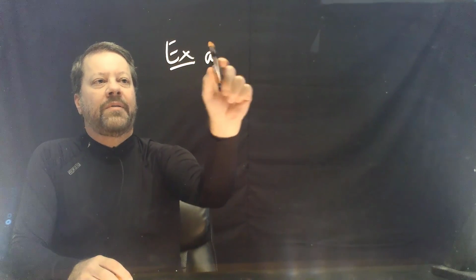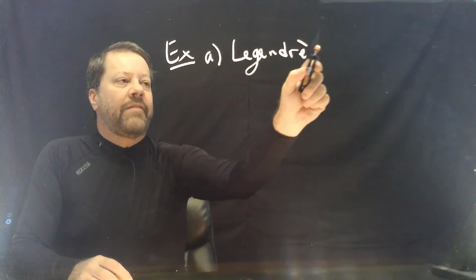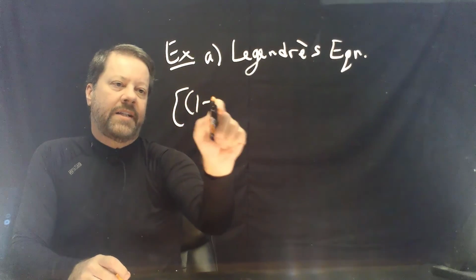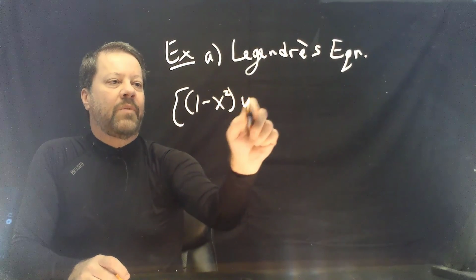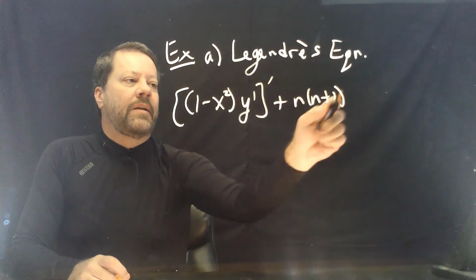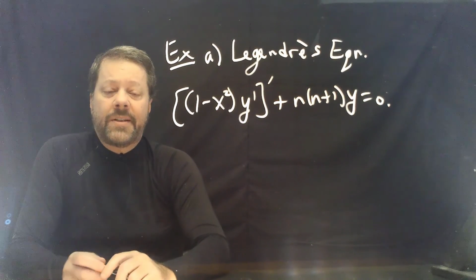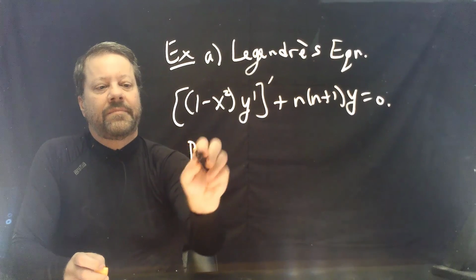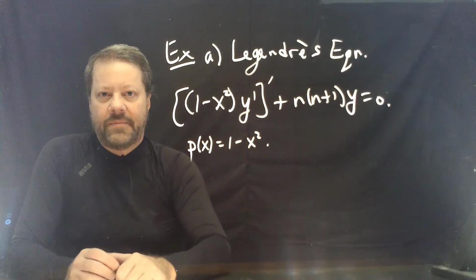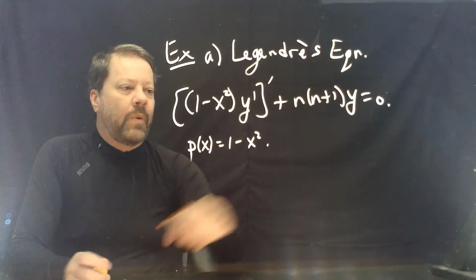So for example, we have Legendre's equation, which takes the form 1 minus x squared y prime prime plus n times n plus 1 y equals 0. So in this case, p is 1 minus x squared. This is going to be singular if the interval contains 1 or negative 1.